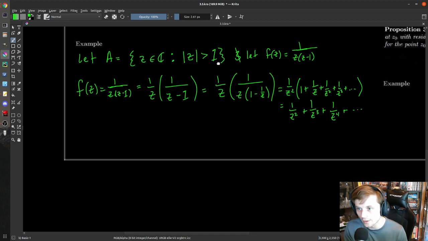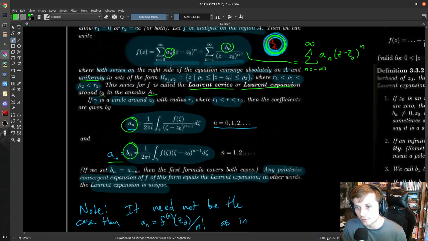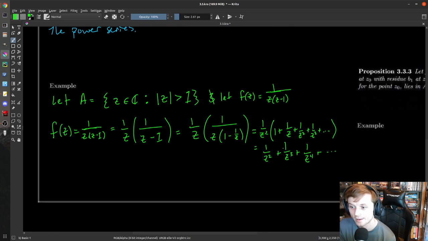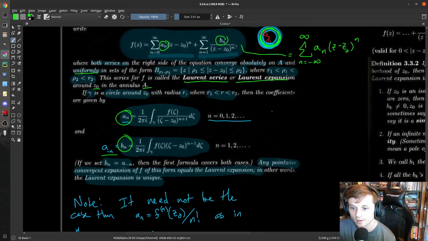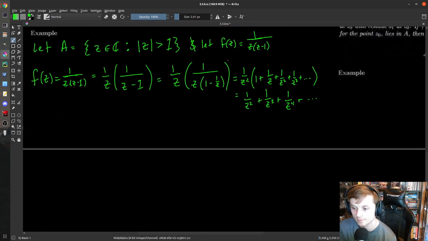All right, so in terms of how this is set up, all of our ANs in that case would be 0, and all of the BNs are going to be 1, except for the first one right there, since we don't have 1 over z here. Okay, cool, all good. So this is the Laurent expansion of f about 0, right?